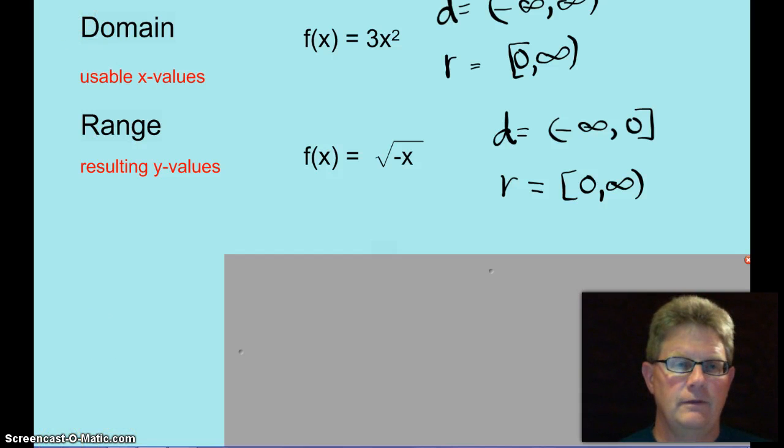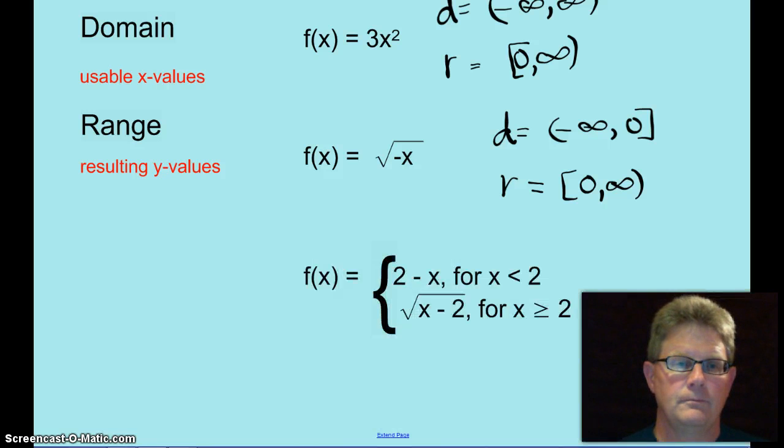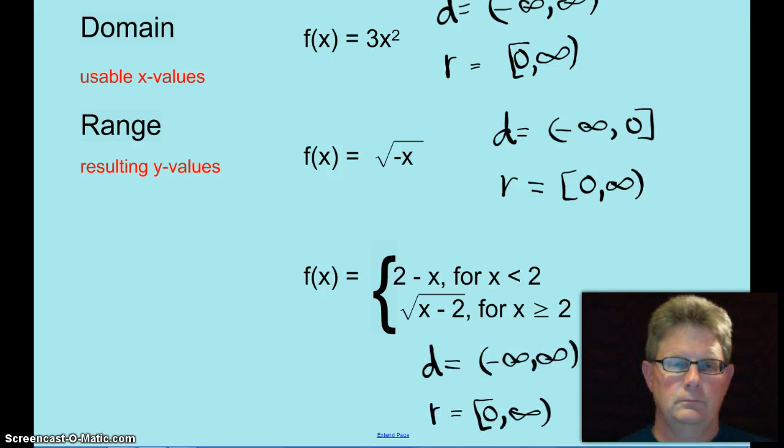Alright, let's go ahead and check that last function. Go ahead and find the domain and the range for this function. Pause now, write your answer down, and then hit play to check it again. Okay, obviously the domain is all real numbers. That's why I wrote negative infinity to positive infinity, because it says for x less than 2 or for x greater than or equal to 2. That would be all x's.